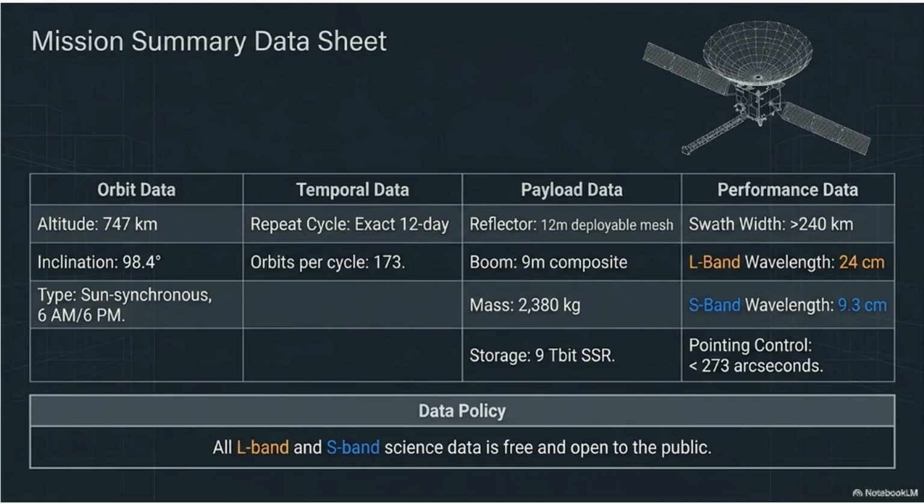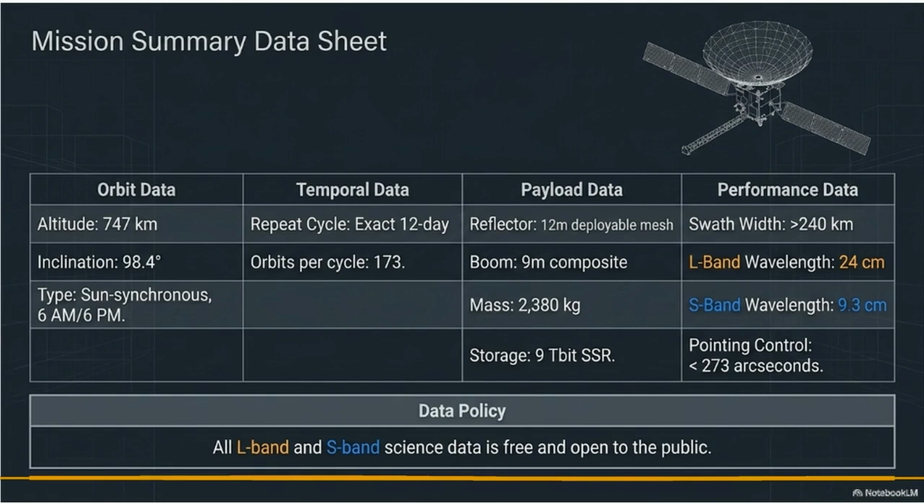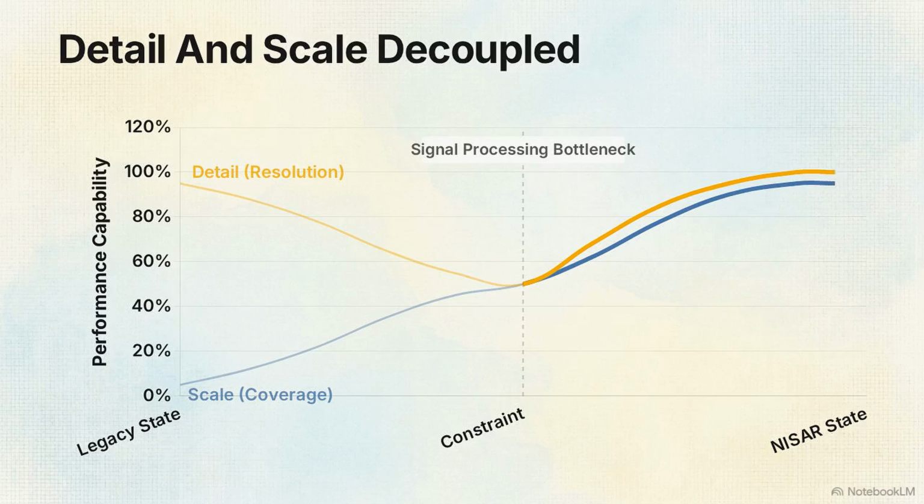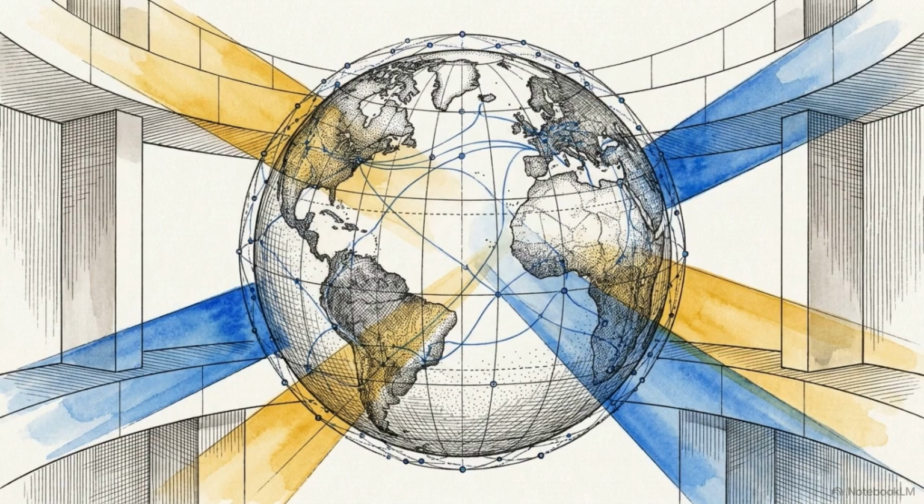But the most important specification of this mission is the data policy. Every byte of L-band and S-band science data generated will be completely free and open to the public. By resolving the signal processing bottlenecks that once forced a trade-off between detail and scale, NISAR provides a high-resolution, open-access record of the Earth's surface in a constant 12-day cycle.